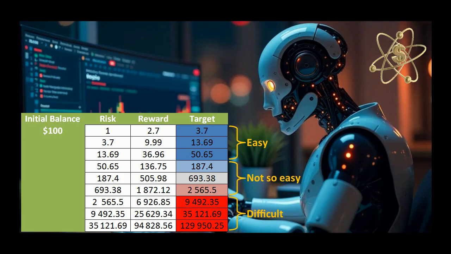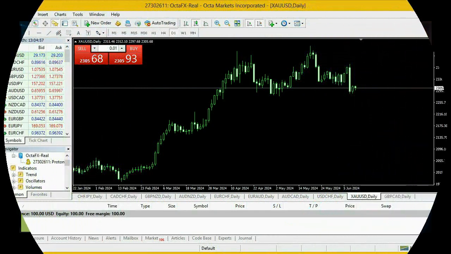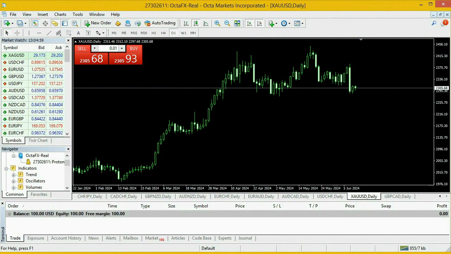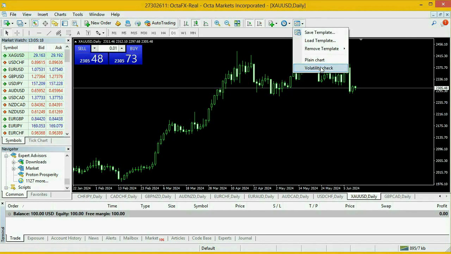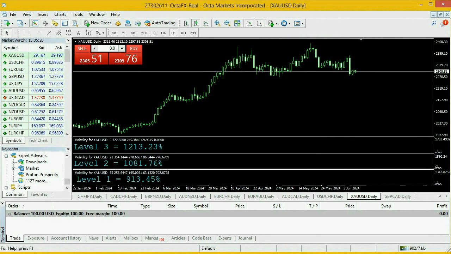Let's have a look at our first trade. This is obviously a live market and we have $100 in this account, which is a real account, as you can see. On Expert Advisors, this is our expert, but first we need to check for volatility to increase our chances for success. Here's how this works.